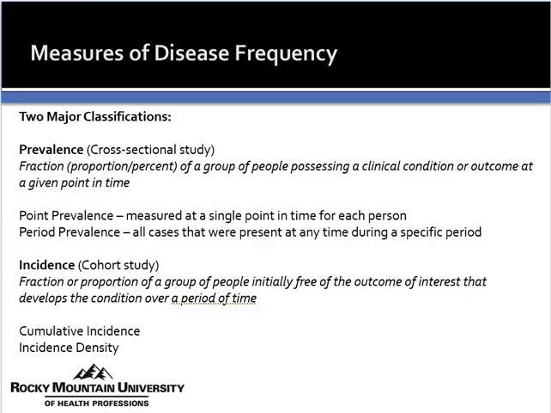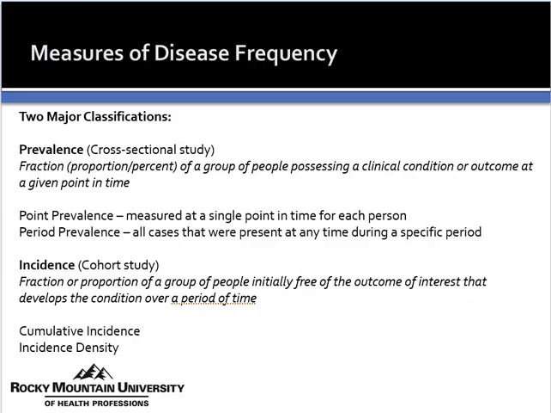Point prevalence is that pure cross-sectional study where you're measuring at a single point in time for each person. Period prevalence is all of the cases that were present at any time during a specific period. So period prevalence is everything that occurs at baseline and everything that occurs over a period of time. Period prevalence is kind of like a transition or a mix between point prevalence and incidence.